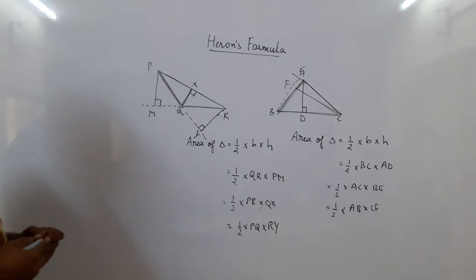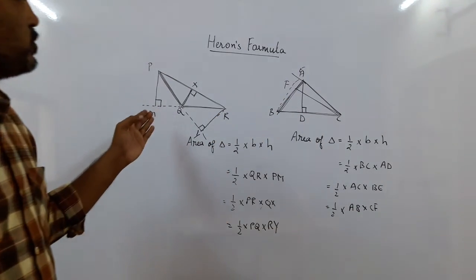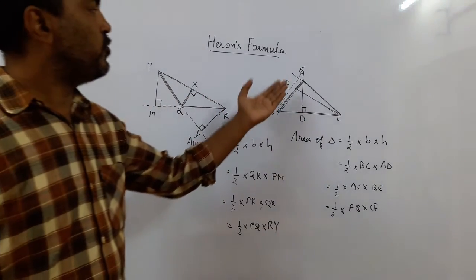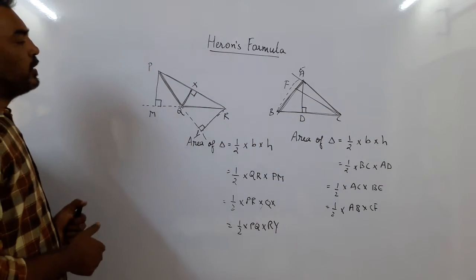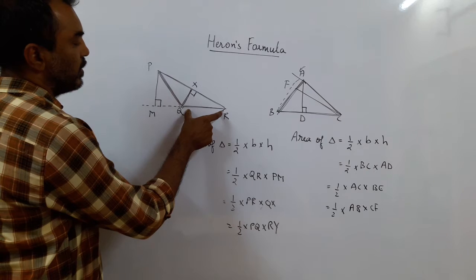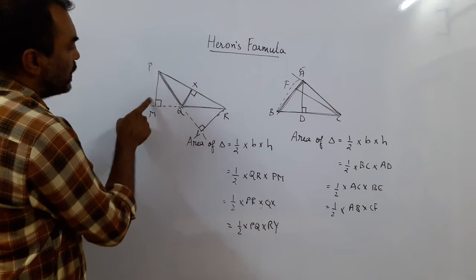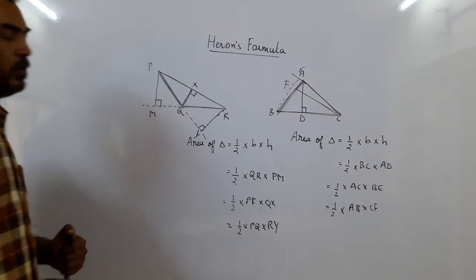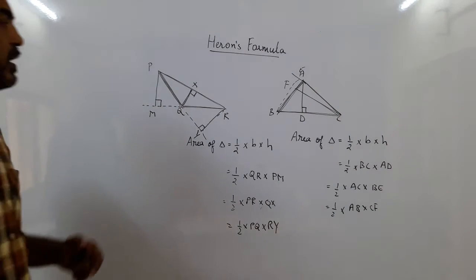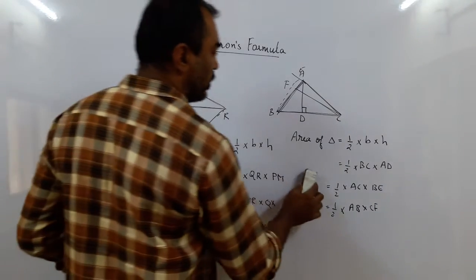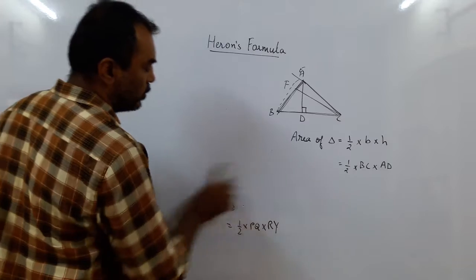So I have shown you here two different triangles, an acute angle and an obtuse angle. The altitude may fall inside or the altitude may fall outside. But what is the altitude? From the opposite point, the perpendicular drawn to the base is called the altitude. So this formula we have done before, that is, the area of the triangle is half base into altitude. Right? So this we know.